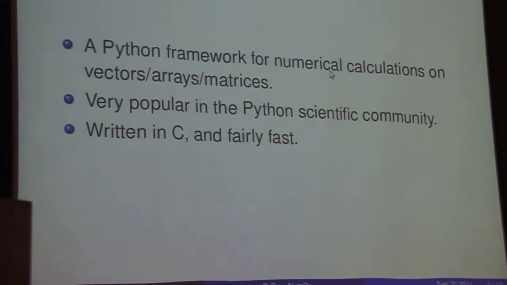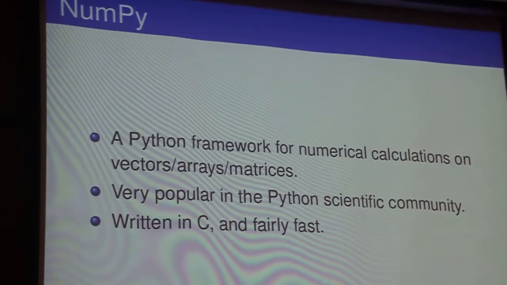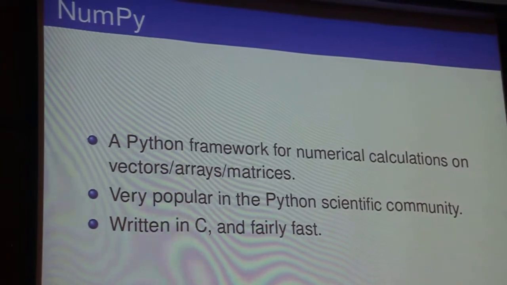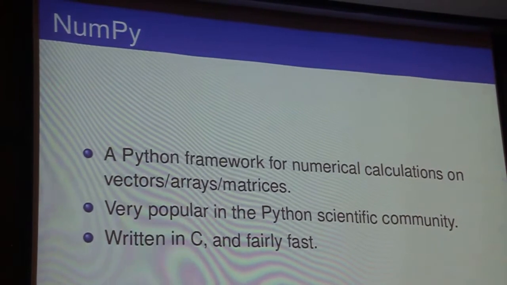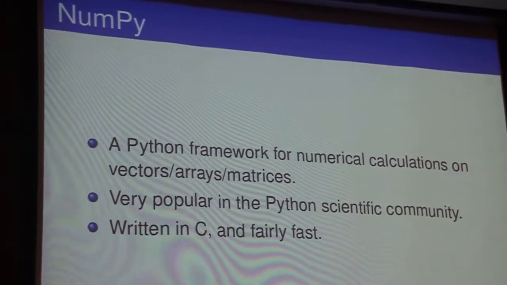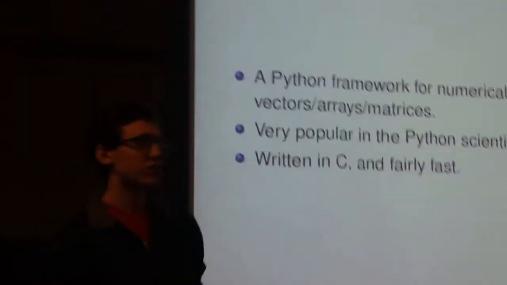And so NumPy is a Python framework for doing numerical calculations and analysis on vectors, arrays, and matrices. And it's extremely popular in the Python scientific community. There's a lot of other libraries written around it, such as SciPy, which features all sorts of physics and electrical engineering algorithms written using these arrays. And it's written in C, so it's pretty fast.